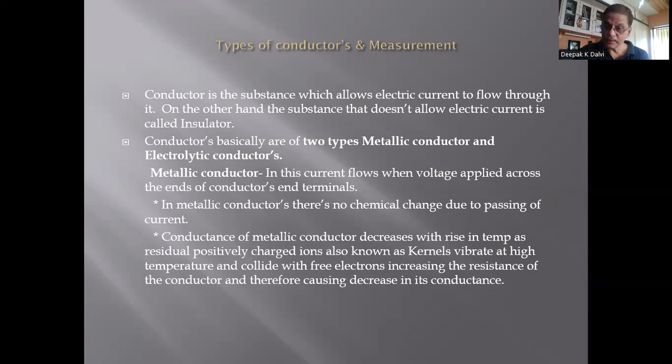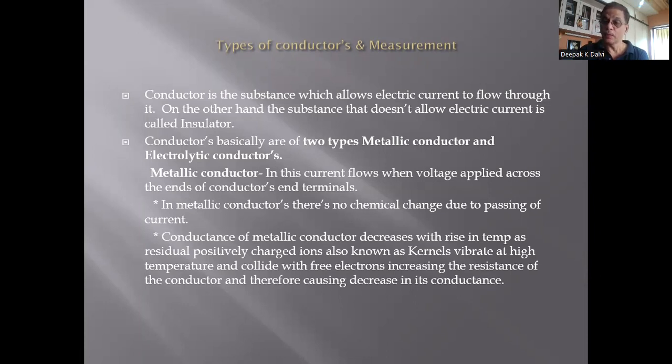But when it is placed in the electric circuit, and one end of the conductor is connected to the positive terminal and the other end to the negative terminal of the circuit, then the current flows into it. That is a metallic conductor, and there is no chemical change due to the passing of the current. That is a property of the metallic conductor. That's why it is called a metallic conductor.